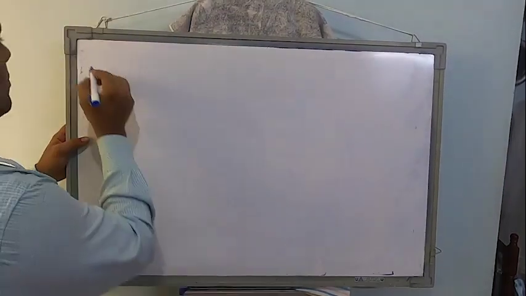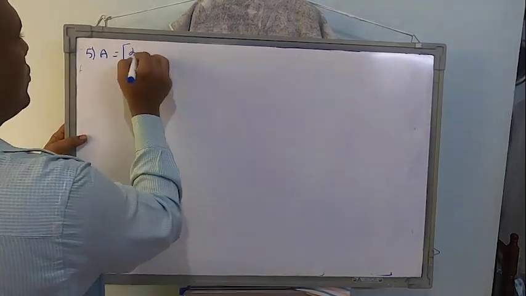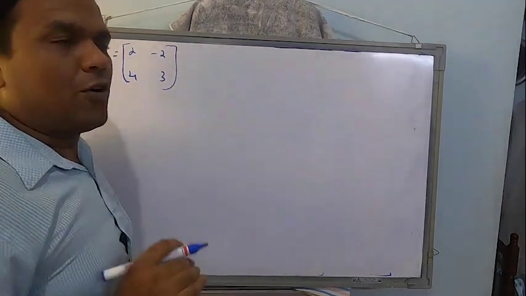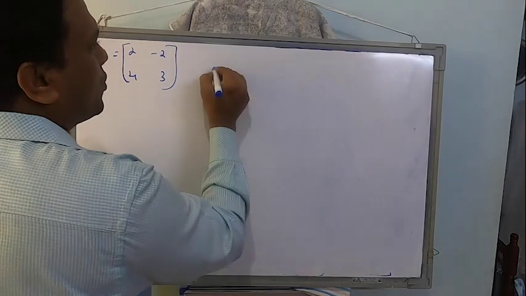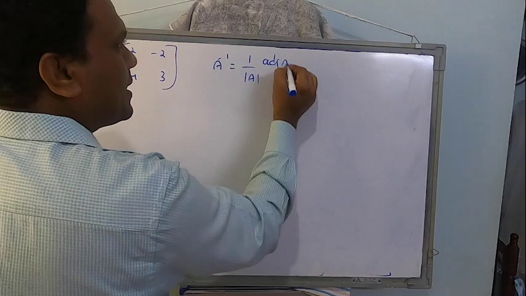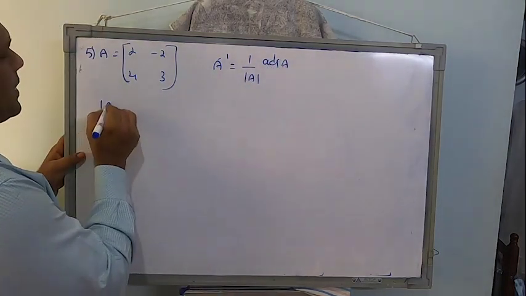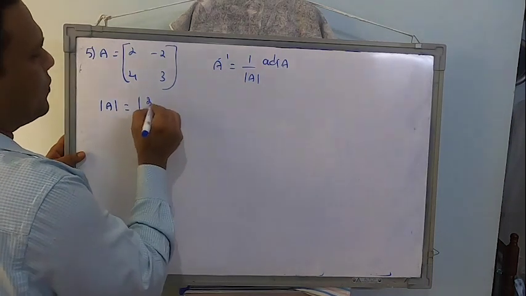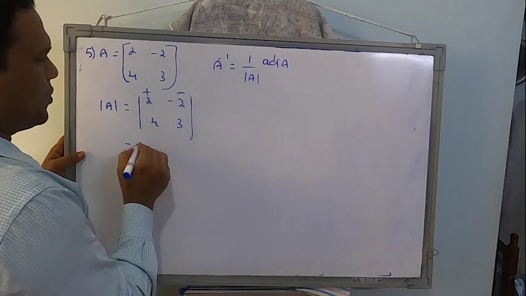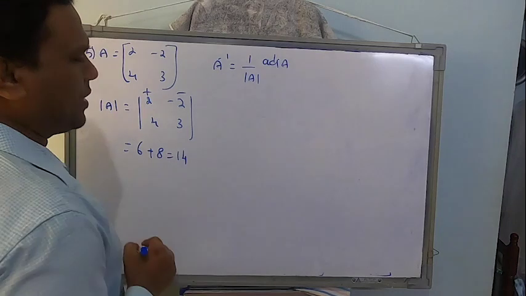Finding inverse, problem number 5. So what is the matrix given to me? It is given as 2, minus 2, 4, 3. First thing, I suggest you write down the formula for finding the inverse. A inverse is given by 1 by determinant A multiplied by adjoint A. So you need the determinant and you need the adjoint. The determinant is going to be the determinant of 2, minus 2, 4, 3. On expanding from the first row, it's going to be 6 plus 8, and that's going to be 14.